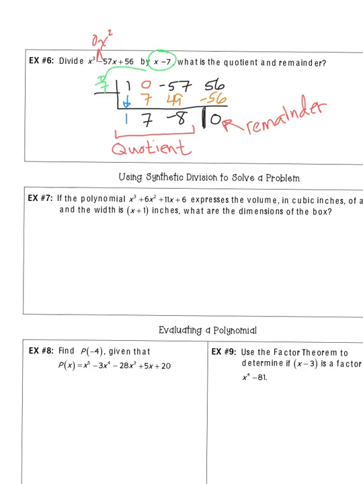So put that in. So I get an x squared. The 7 is positive, so I have a plus 7x, and then minus my 8. So they want to know what's the quotient and remainder.